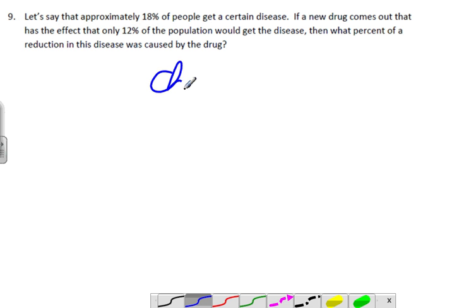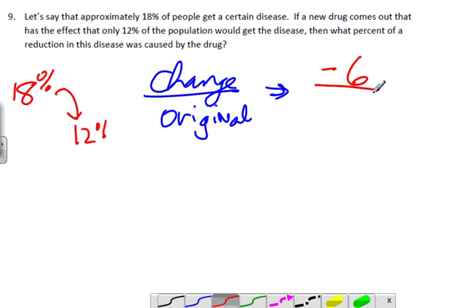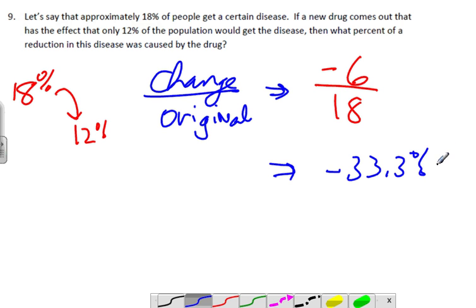So here we go again. We want the change divided by the original. And in this problem, the failure rate, the rate at which people got this disease, is 18%. And the new drug makes it go down to 6%. So that's a 12% decrease. And the original was 18. So that's a negative 66.7%. About a 67% reduction in the incidence rate for this disease.